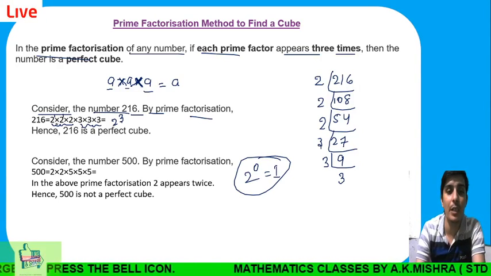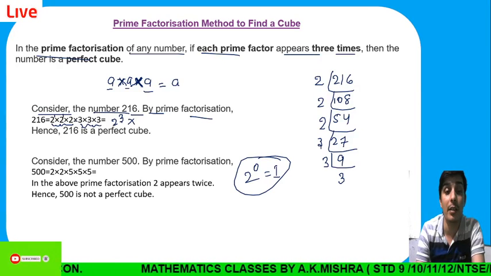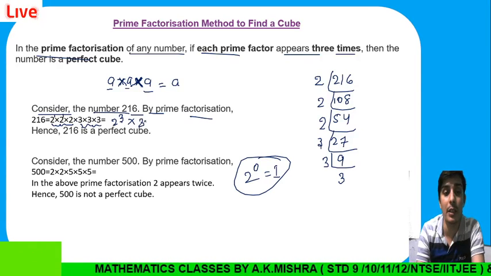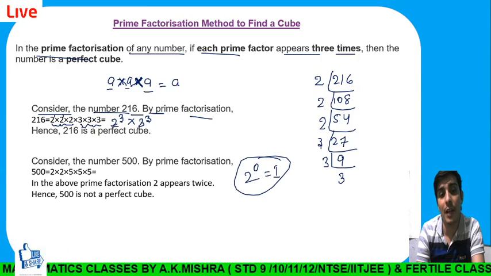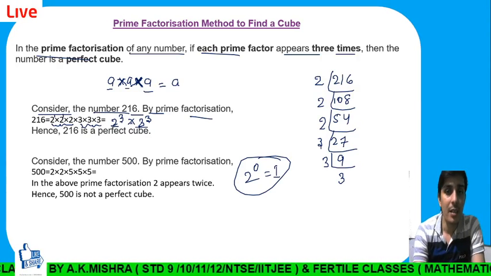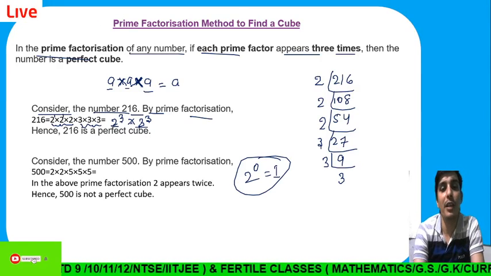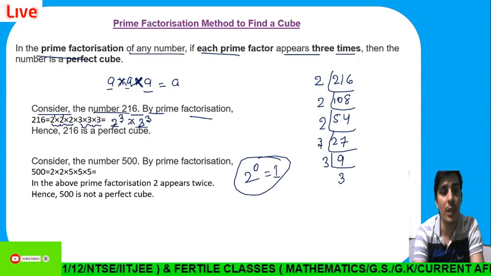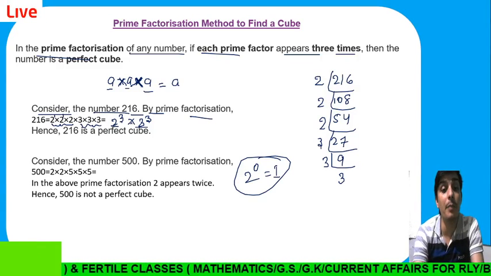So we can write 2 into 2 into 2 is equal to 2 raised to the power 3, and 3 into 3 into 3 is 3 raised to the power 3. So both prime factors appear three times, so we can say that 216 is a perfect cube, right? Okay, everything clear? So similarly, now I am going to take another example, 500.